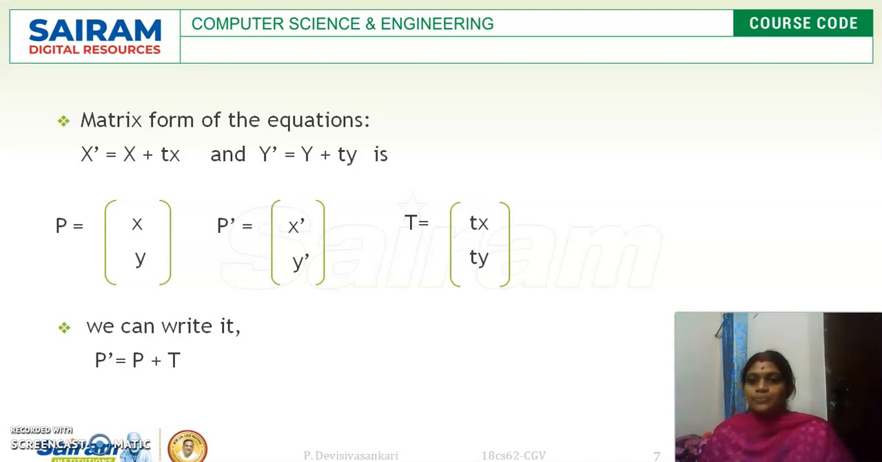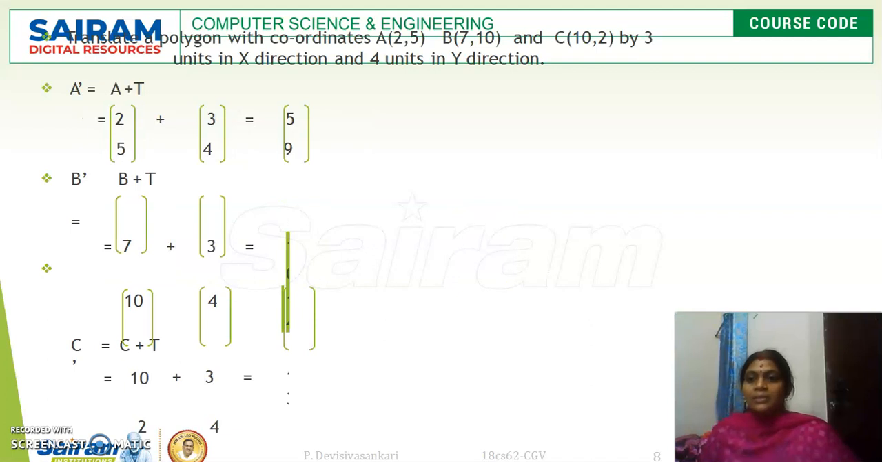Next comes the matrix form. How to write the matrix form of the equation? We already know P equals the x and y coordinates, P dash equals the new x dash and y dash values, and the translation matrix is tx and ty. So the final form for translation is P dash equals P plus T. Here comes one example: A dash equals A plus T, which is 2 plus 3, equal to 5, and 5 plus 4 equal to 9. This is one simple example.